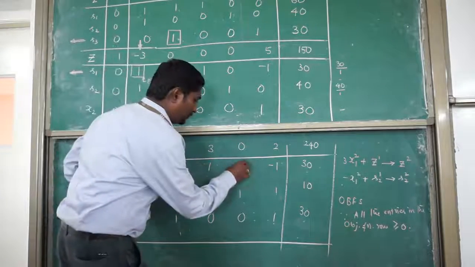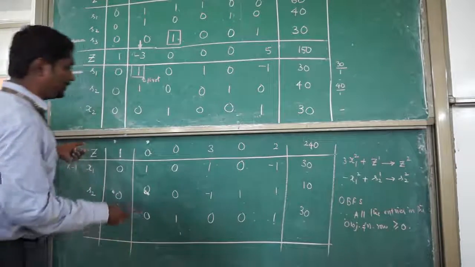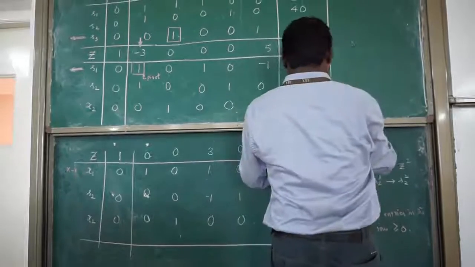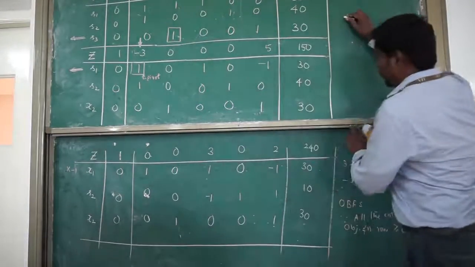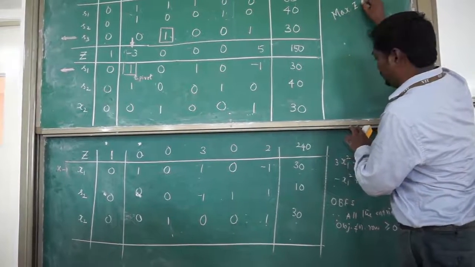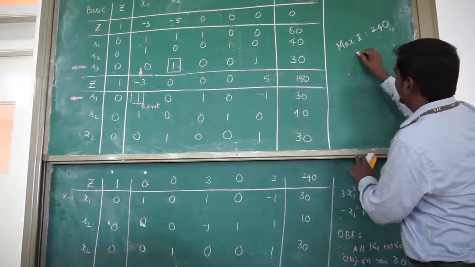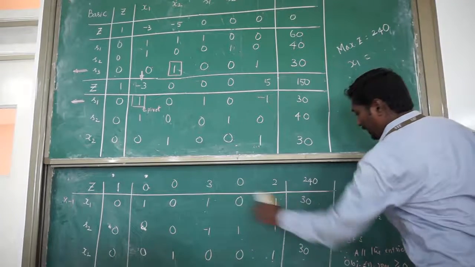So after this is the final result. From this I can write the final result. The final answer is: maximum value of z is equal to 240, and the decision variable values are x1 equal to 30.